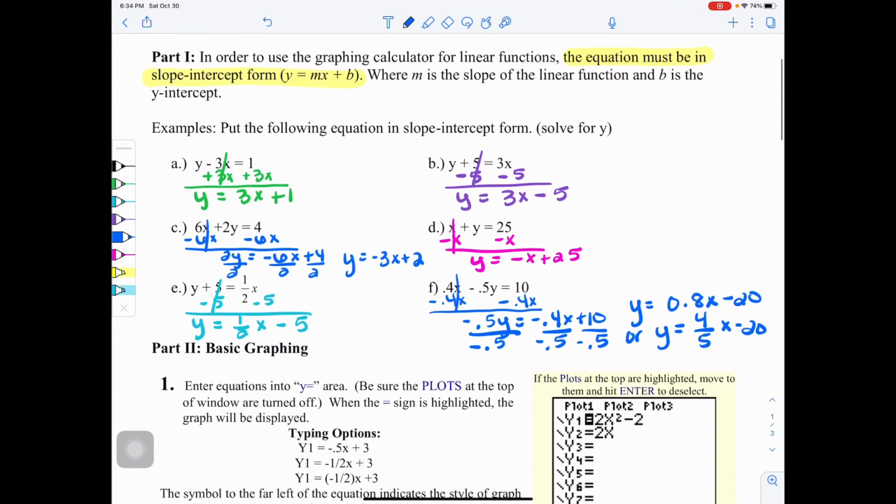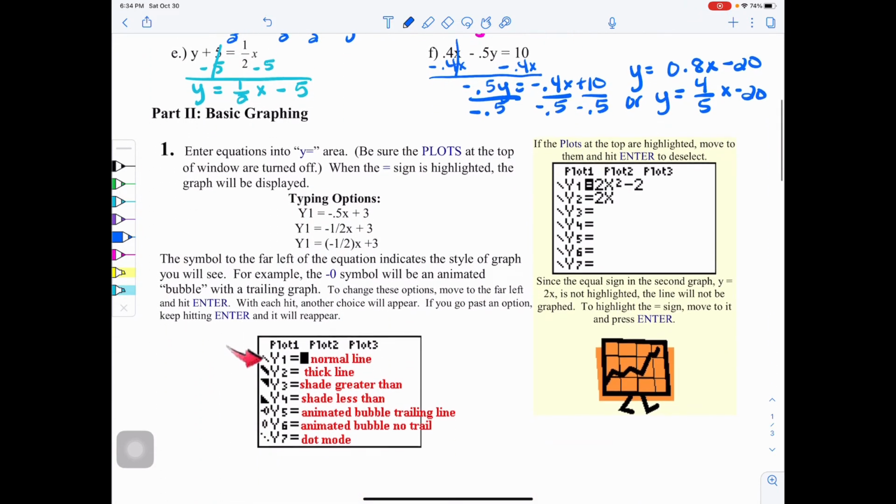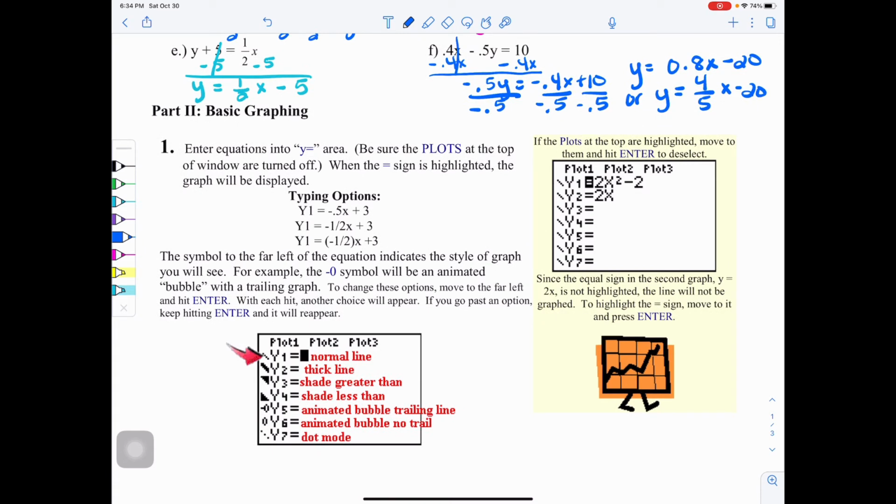So now moving on to part 2, we're going to talk about basic graphing using your graphing calculator. So first of all, equations are entered into the calculator using your y equals button, which is on the top left side. If we look over here at the right, a couple important things to point out.